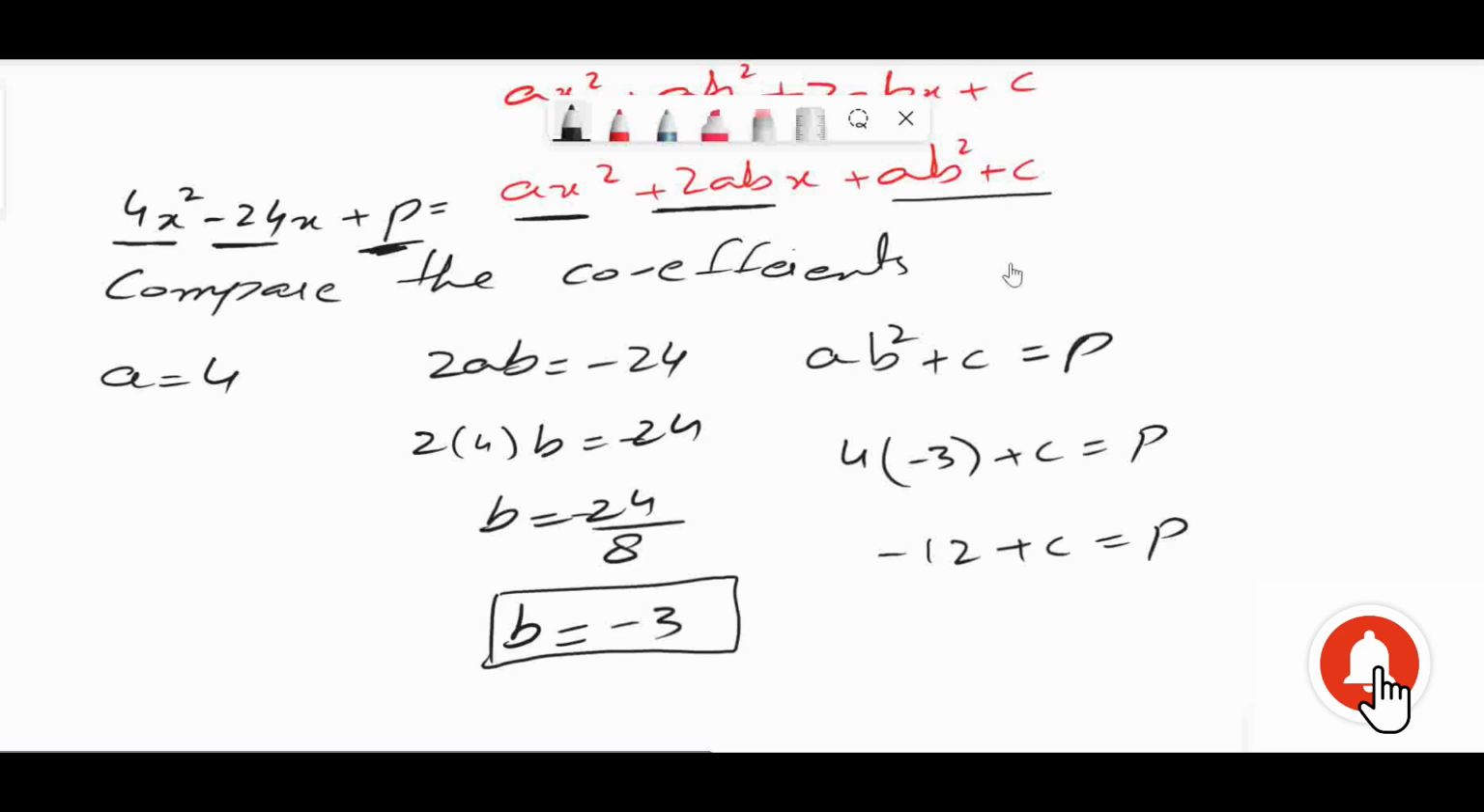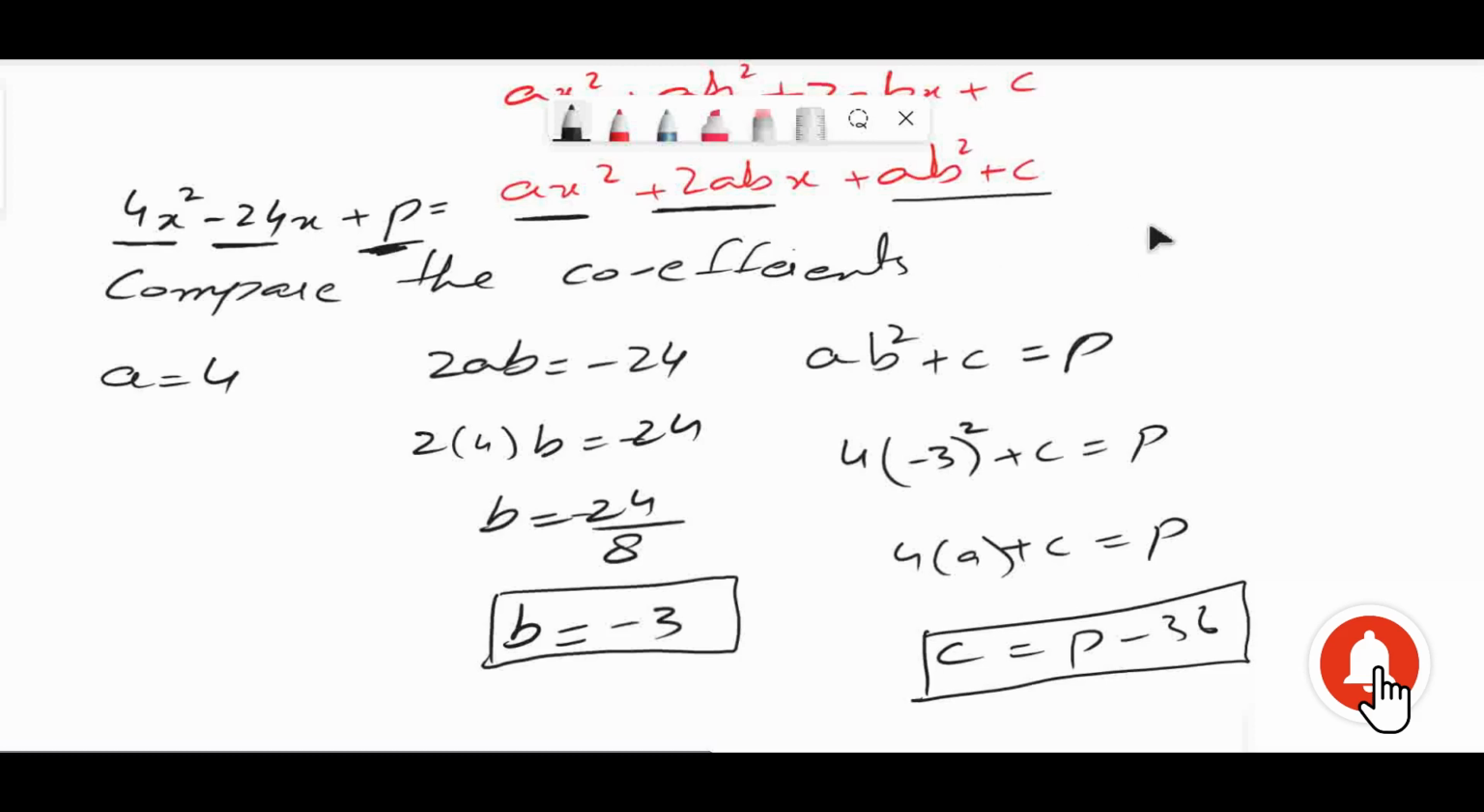Okay, here there must be a square over here. So we can say that this is the square over here. So 4 into 9, so c will be equal to p minus 36. So now simply put it in the main equation.